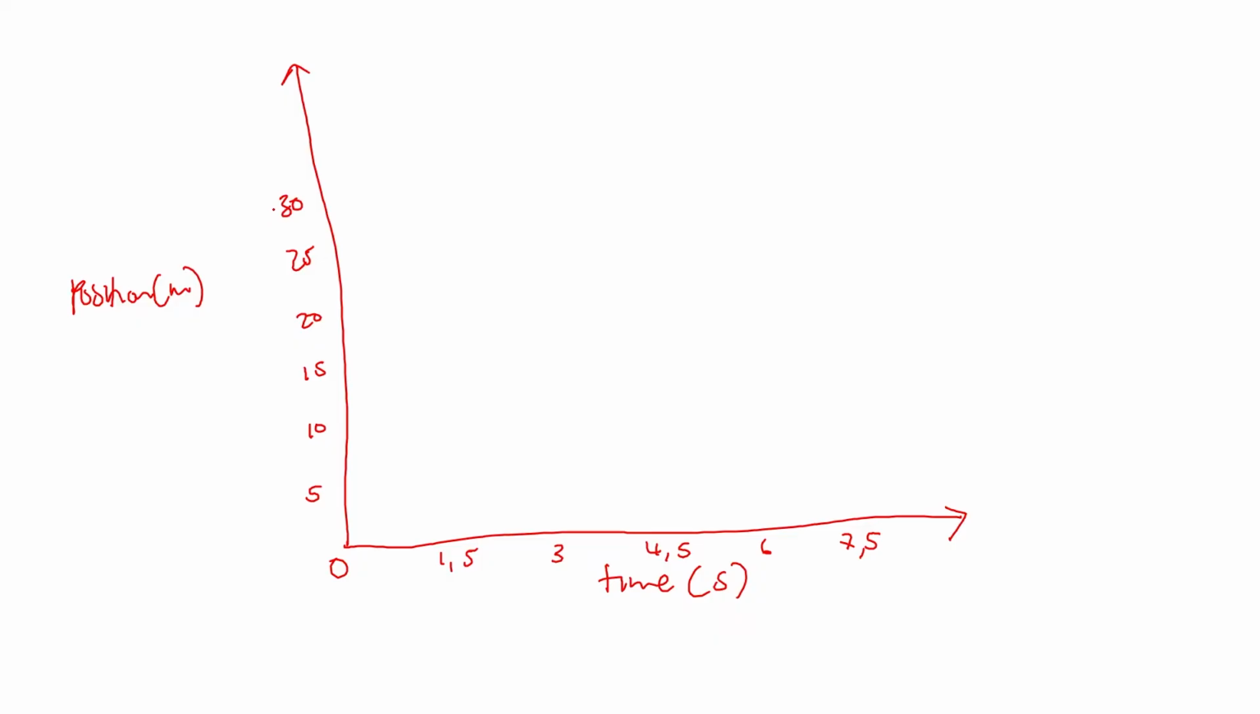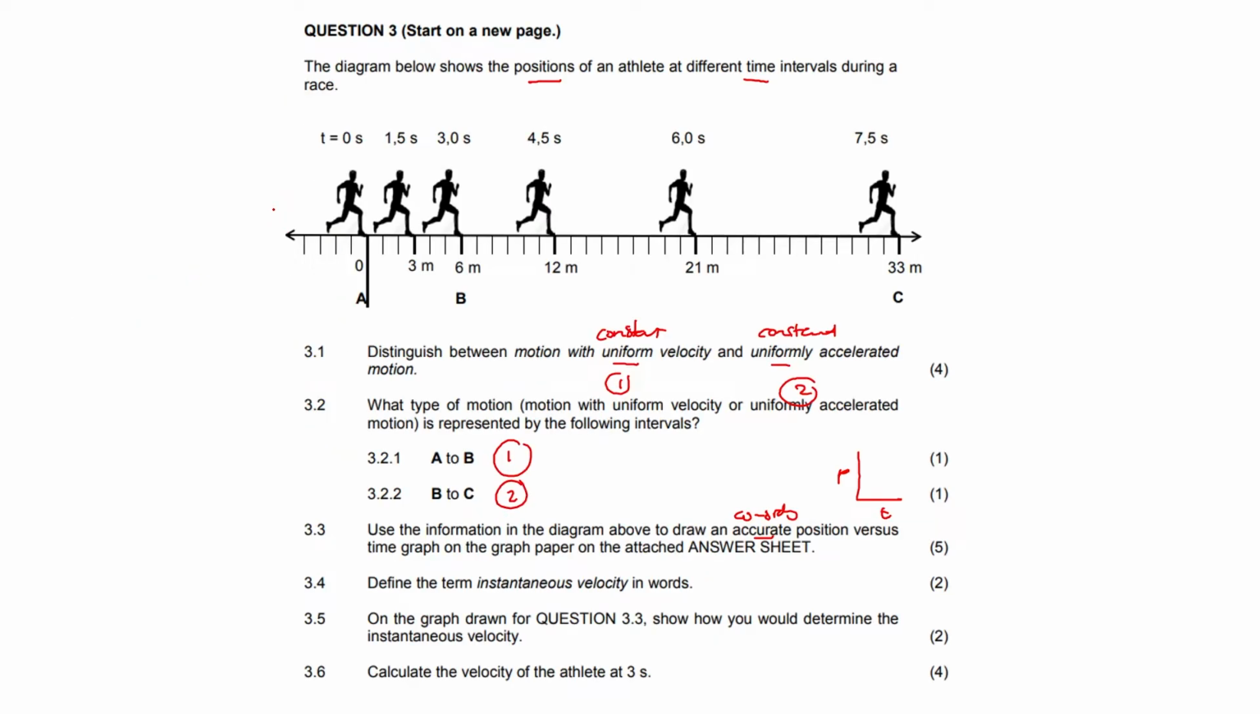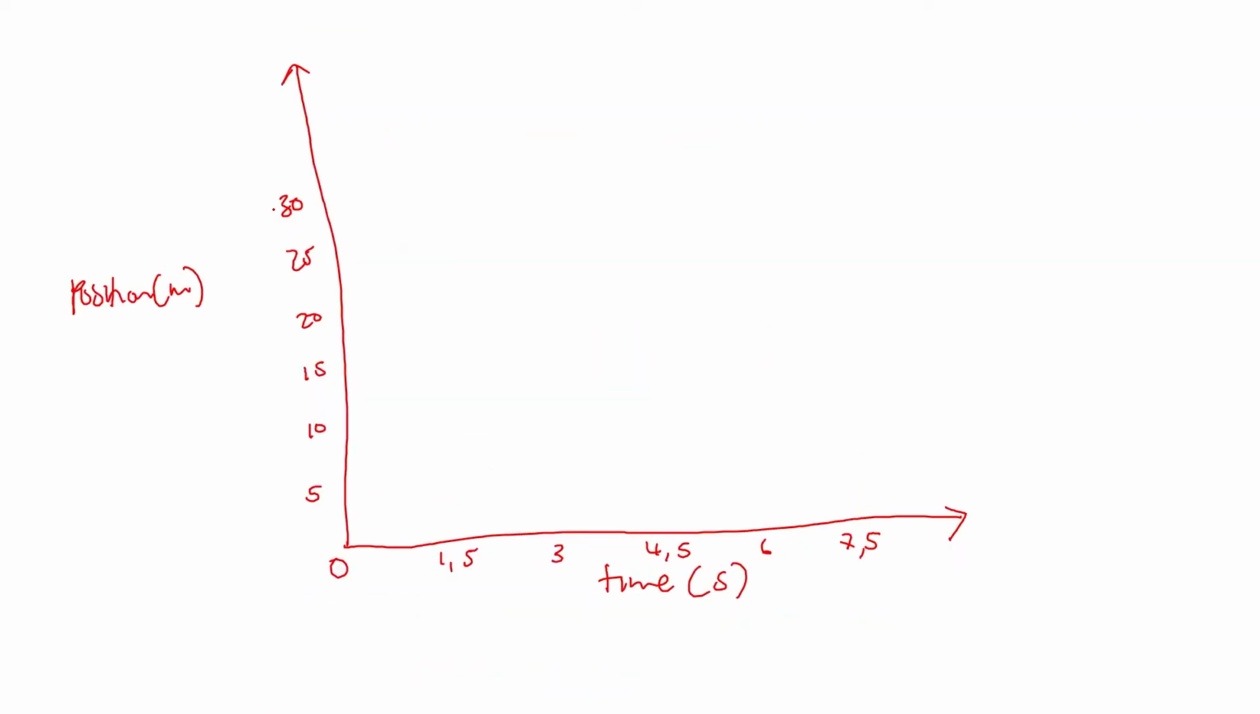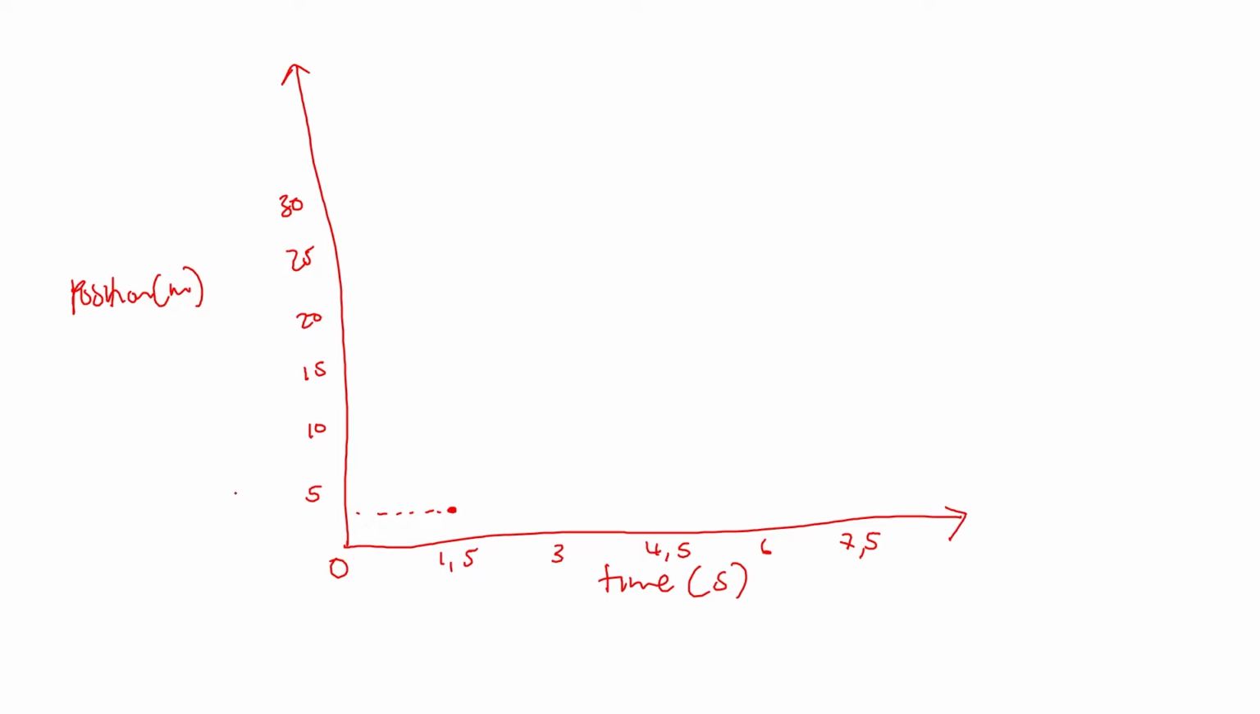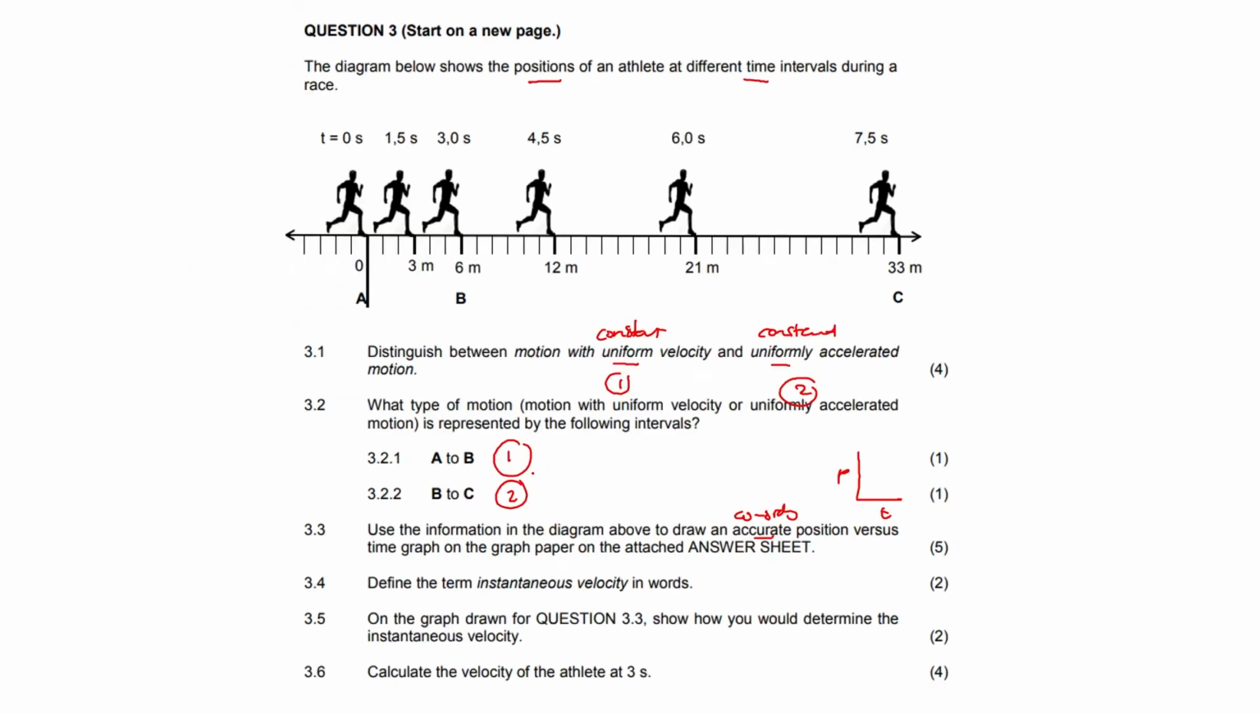If we go back, the time was 1.5 and 3 meters. So somewhere here we have 1.5 and 3 meters. Then we have 3 seconds and 6 meters. So somewhere on top of the 5 is 6. This is not accurate, guys. My graph is not accurate. Please draw some nice lines. You will have graph paper, so it will be a bit easier for you.